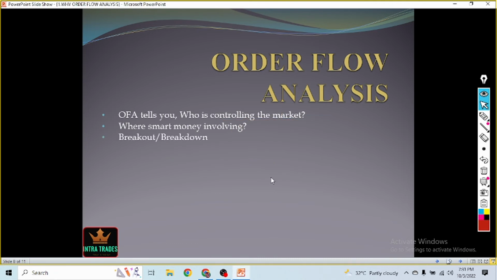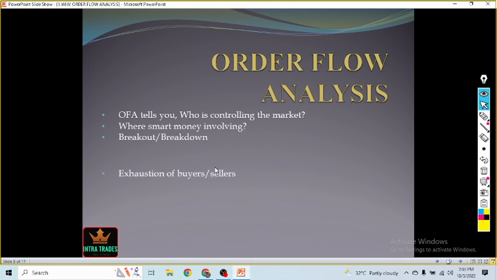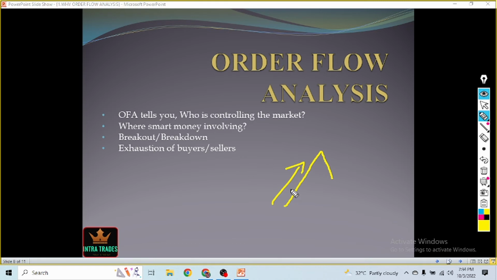The next point, breakout and breakdown. You can also identify whether a breakout or breakdown which happens to a particular pattern, a particular price action, is a true breakout or breakdown. Next is exhaustion of buyers and sellers. All the scenarios cannot be explained in a single video, so I just give small briefs on each and every point. So exhaustion: once the market is going up and at a particular point it gets reversed, right? How long these buyers can take the market up, that you can find in exhaustion of buyers.